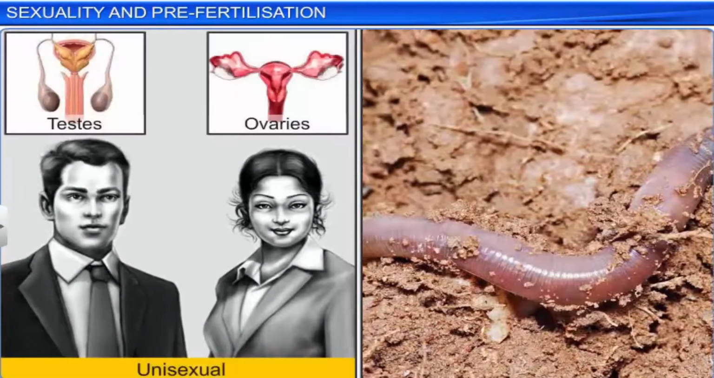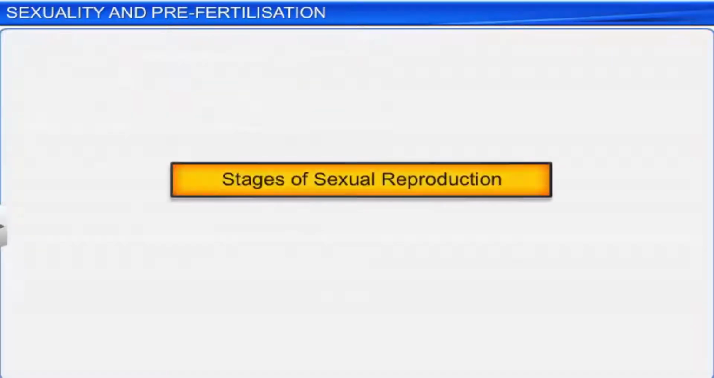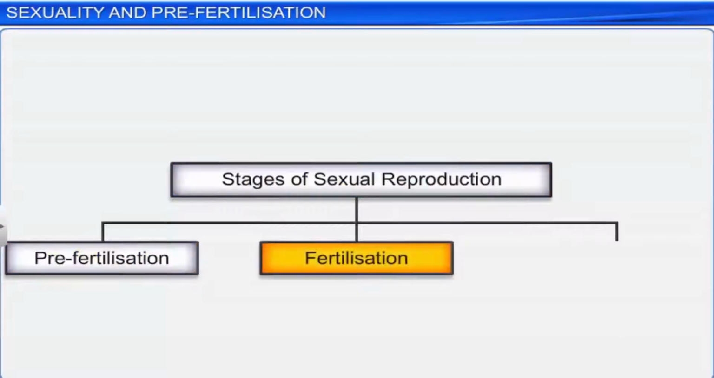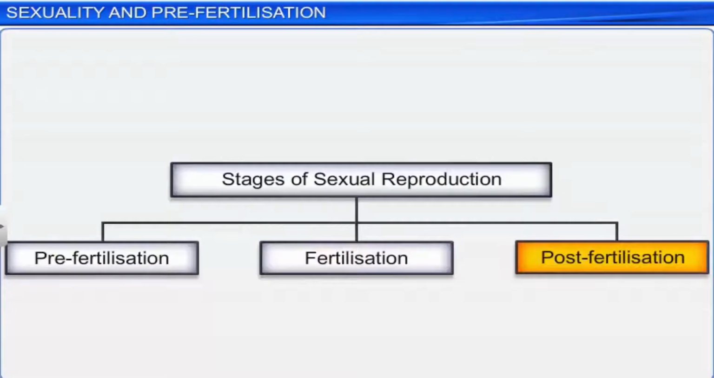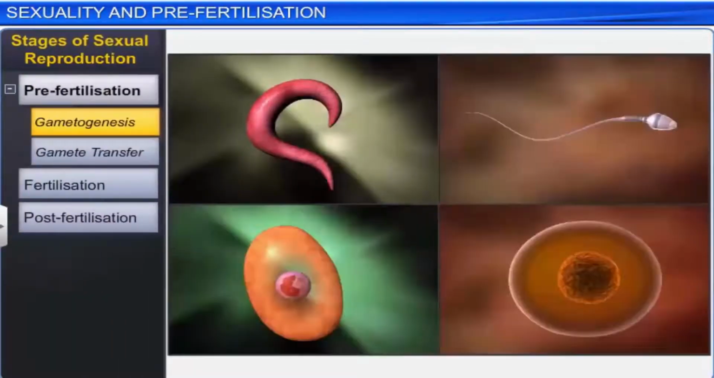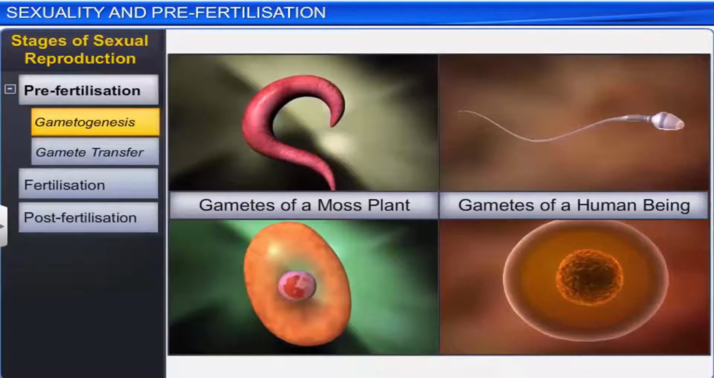Regardless of whether organisms are unisexual or bisexual, reproductive structures play an important role in sexual reproduction, a process that's divided into three distinct stages, namely the pre-fertilization, fertilization, and post-fertilization stage. The pre-fertilization stage is the first stage in sexual reproduction and includes gametogenesis and gamete transfer, events that occur prior to the fusion of gametes. Gametogenesis refers to the process of formation of the haploid male and female gametes due to cell division in the parent body.